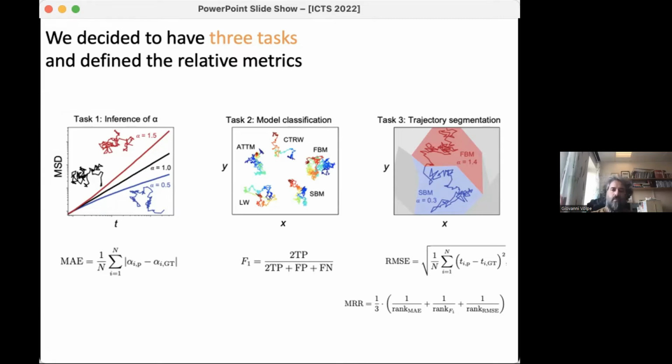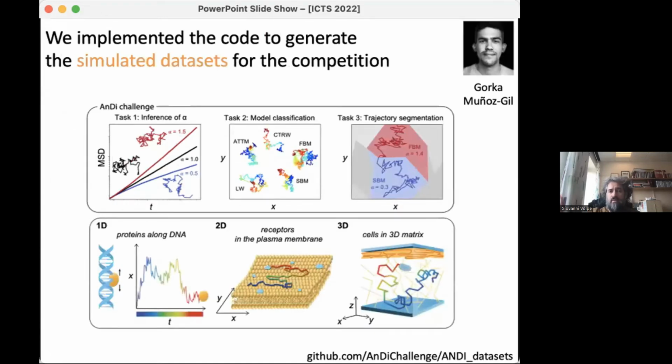Okay, so now we have decided a lot of things. We have decided what the tasks are, and how we are going to score them. And of course, then we have to decide how many dimensions we want to use. We decided to go for 3 dimensions. So for each task we have 3 different dimensions, 1D, 2D, and 3D. So we have in total 9 sub-competitions, if you want.